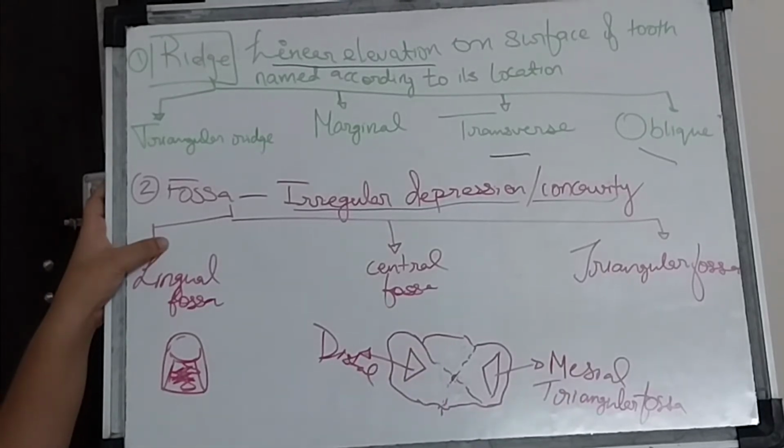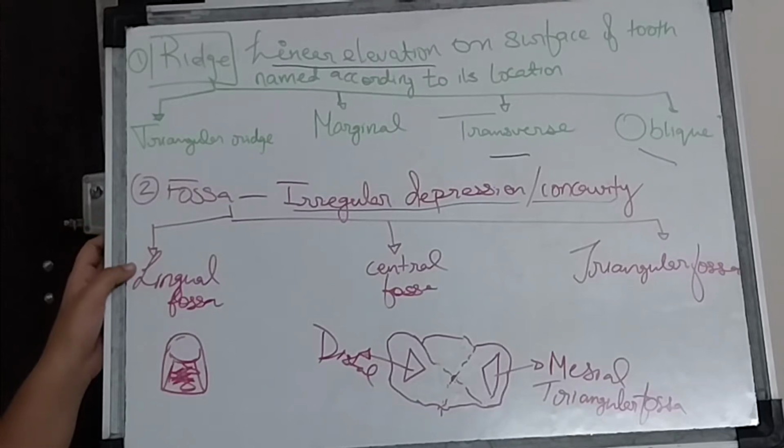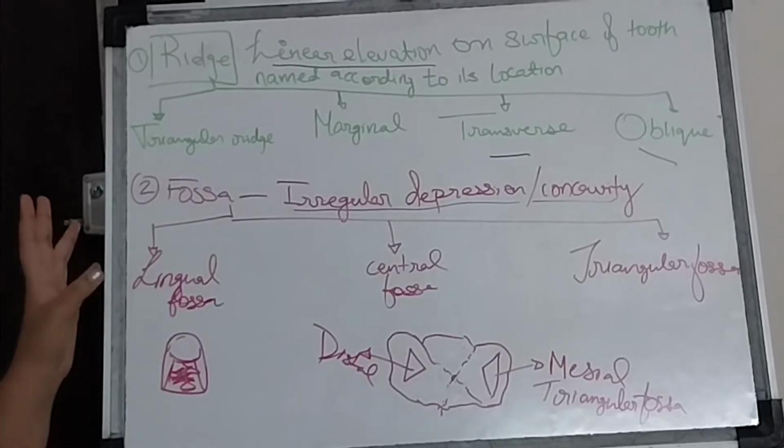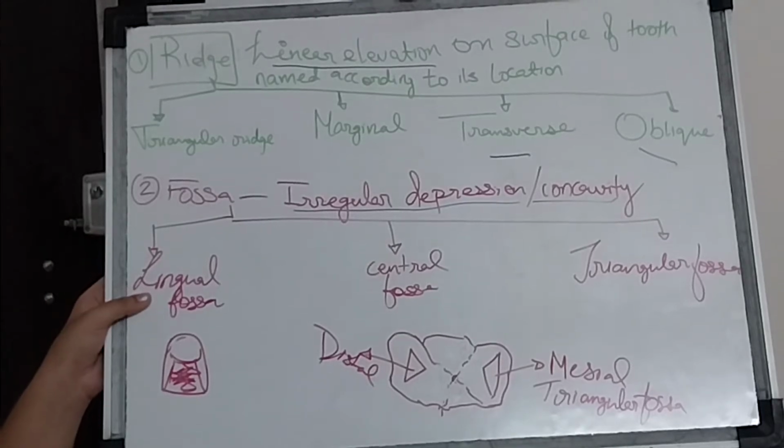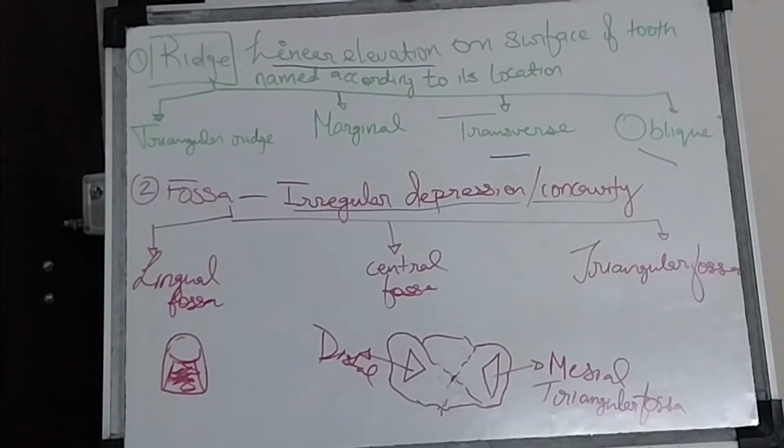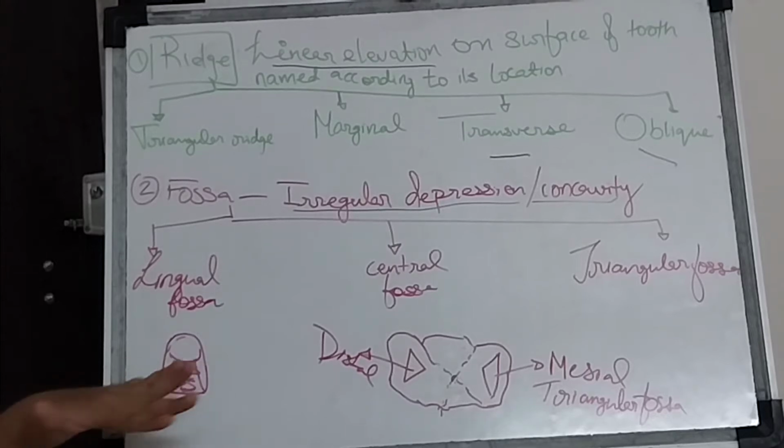So lingual fossa, as the word says, is on the lingual side surface. These fossas are present in the lingual surface of the anterior teeth, that is incisors. As you can see, this shaded part is the lingual fossa, okay, a depression.